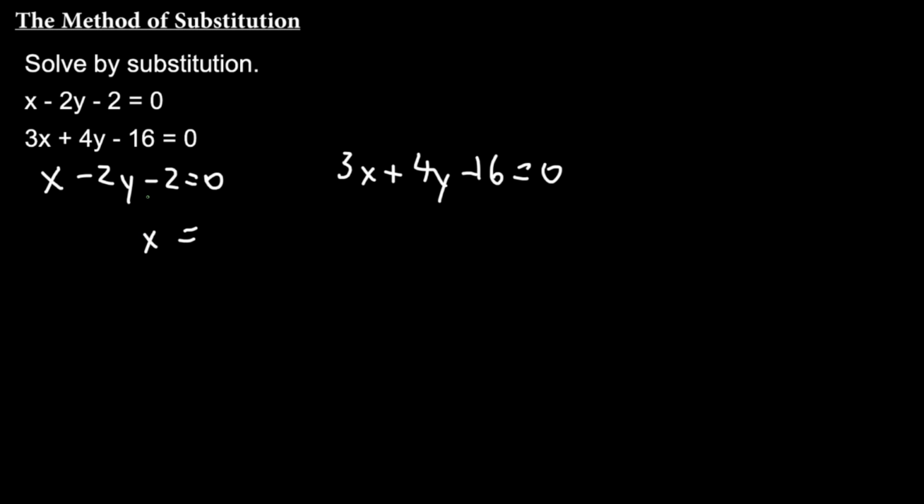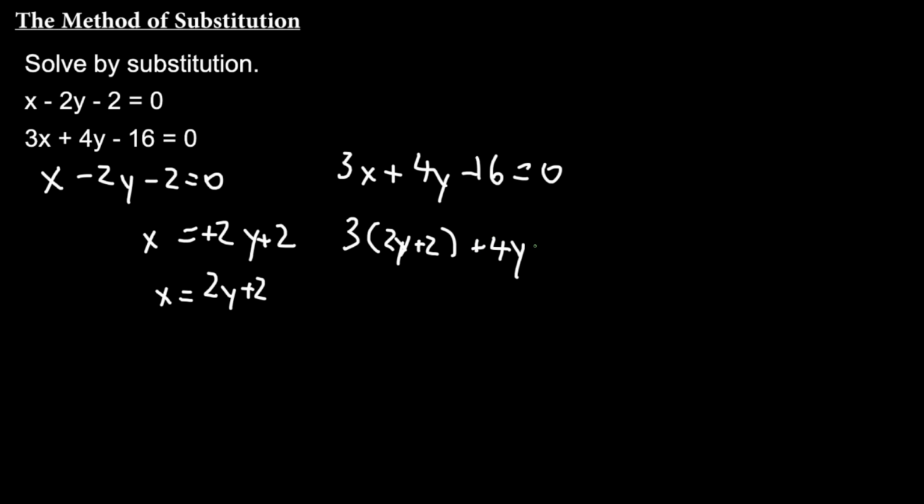So we're going to have x on the left side by itself. We have 0 on the right side. And we're going to bring across negative 2y. When the negative 2y goes across the equal sign, it turns into positive 2y. And negative 2 goes across the equal sign, gives you positive 2. So you have x, I'll just rewrite this, equals 2y plus 2. All right, so now let's substitute 2y plus 2 into x. So then we have 3 bracket 2y plus 2, because that was where x was, plus 4y minus 16 equals 0.